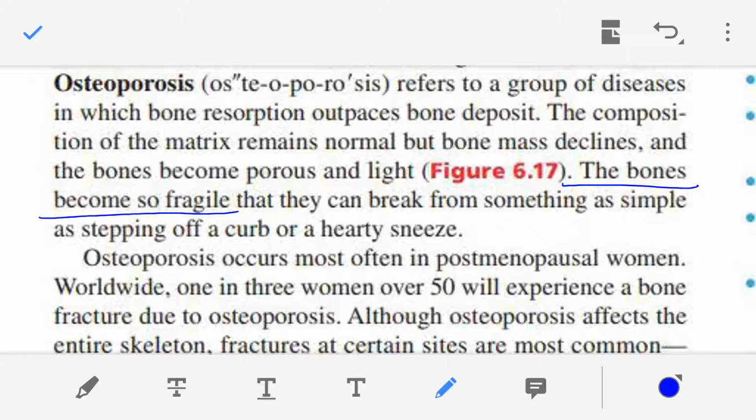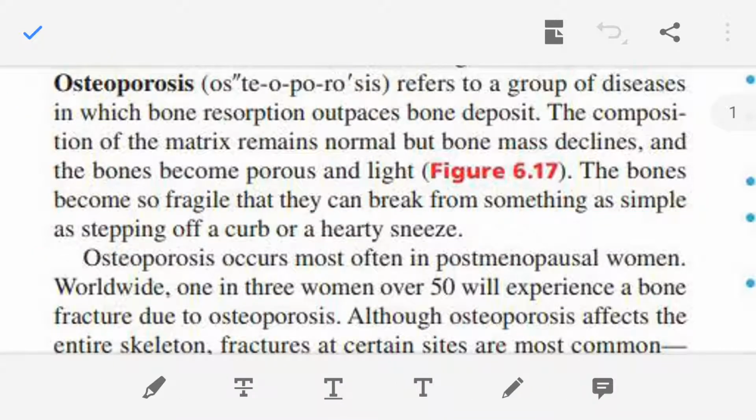The bones can break from something as simple as stepping out. If a person steps out very quickly, it is possible that he may get a fracture, or from a hearty sneeze. If the person is sneezing very heavily, in that situation also he can fracture his bone. That is the peculiarity of osteoporosis: that much fragile, that much brittle, the bones become.